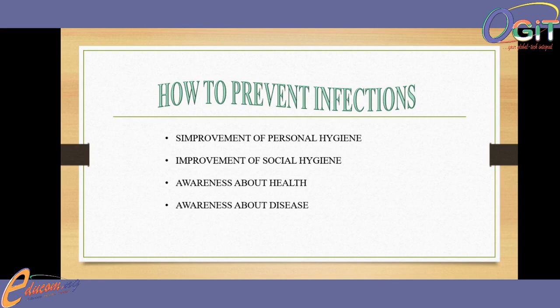The water you'll be drinking, and that you'll be using to take your bath, must be from a pure source. And number two, improvement of social hygiene. Social hygiene means how we use our environment. We must clean and keep our environment clean, and as well, the way we relate with people in the society, we must be very, very careful.